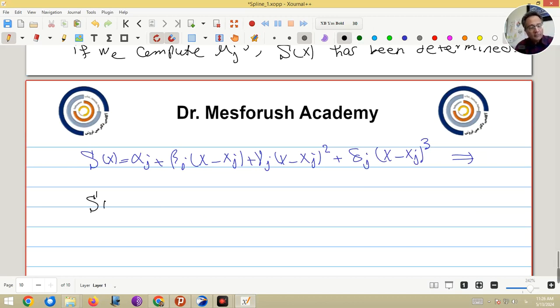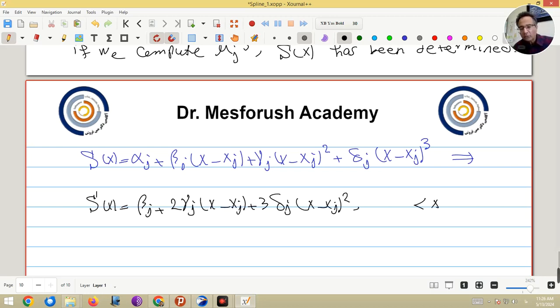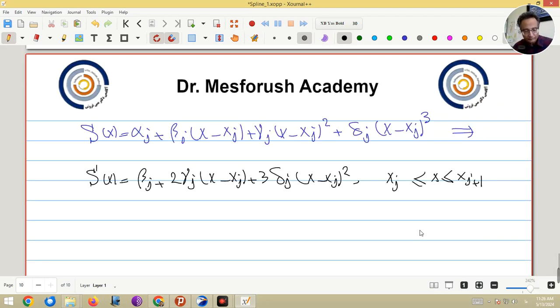We get s prime of x equal to, this value will be 0, and here just remains beta j plus 2 gamma j times x minus xj plus 3 delta j times x minus xj squared. This is true for all x between xj and xj plus 1. Okay? Now compute. This is s prime of x.